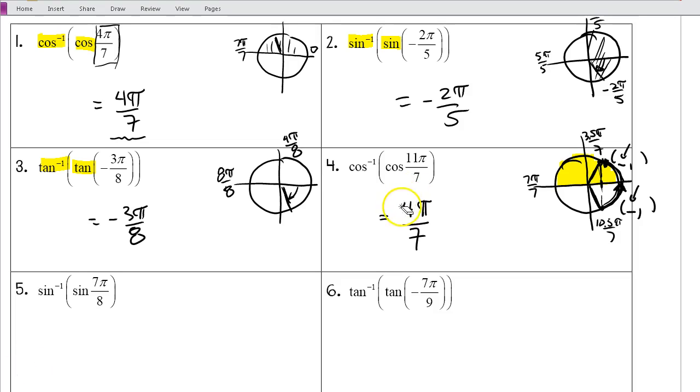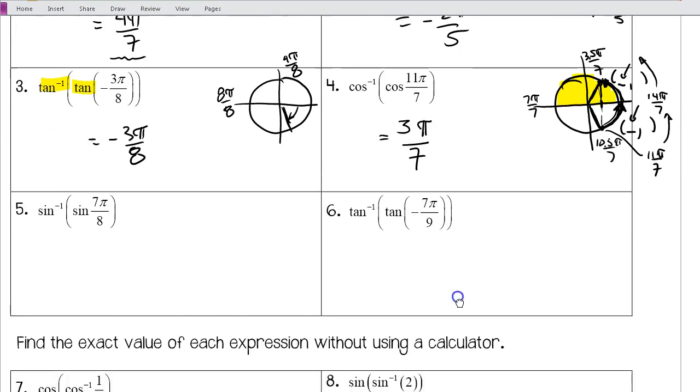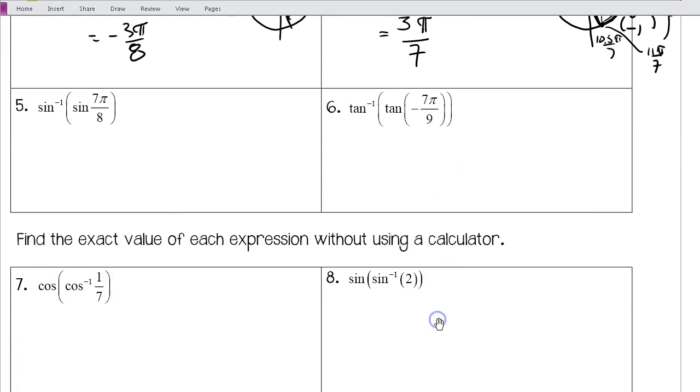Okay, so make a little correction there. Working on adding, we're looking at 14 pi over 7 here. So to go from 11 pi over 7 to 14 pi over 7, that would be 3. So that means that we would have to go 3 up this way, which would be 3 pi over 7. Okay. Moving on to number 5.